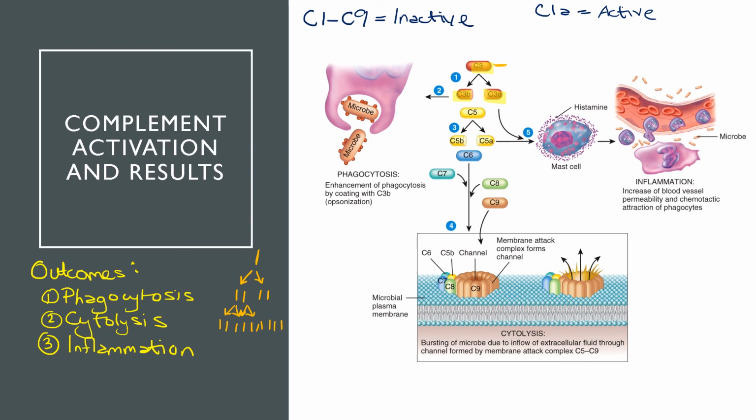C3b will bind to the surface of microbes, and receptors on phagocytes can attach to the C3b, which enhances phagocytosis. So this is by a coating of C3b. We also call this coating on microbes opsonization. So that's where we get our first outcome that leads to phagocytosis.